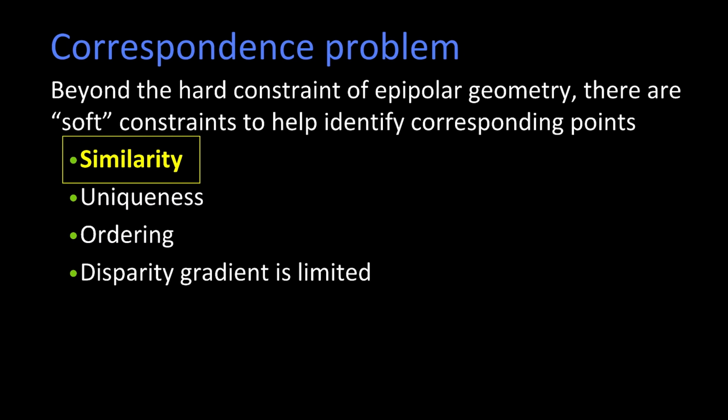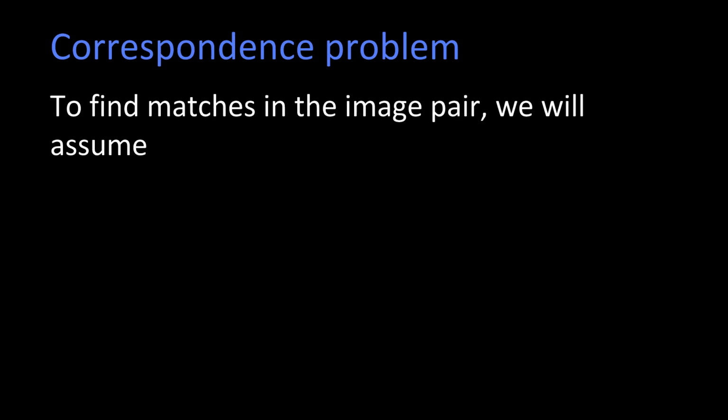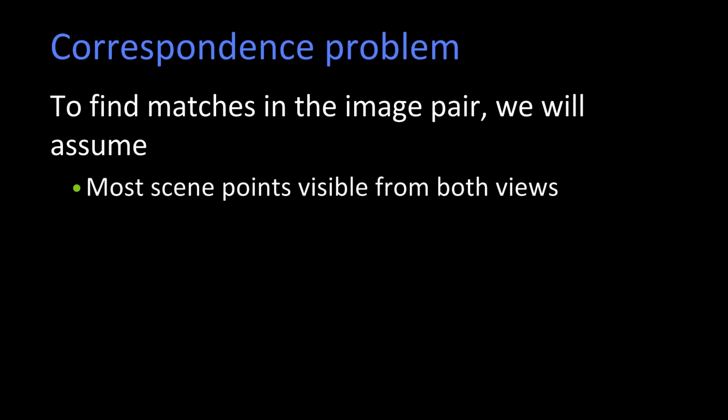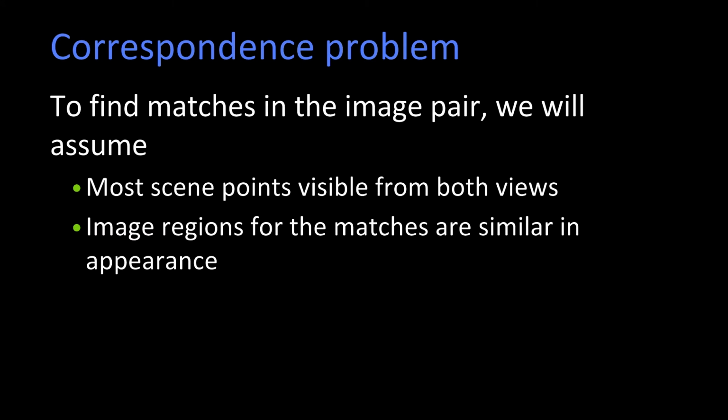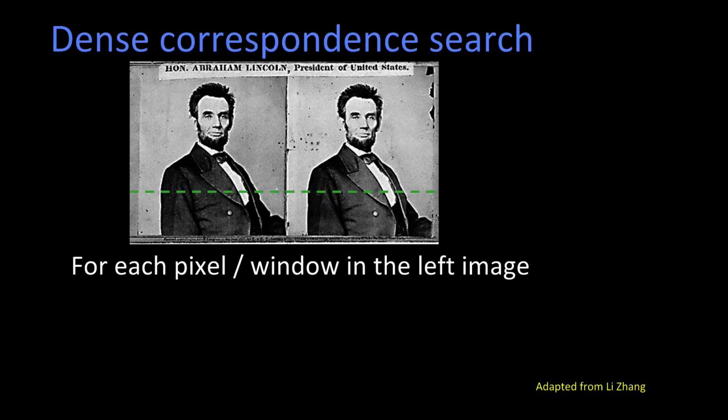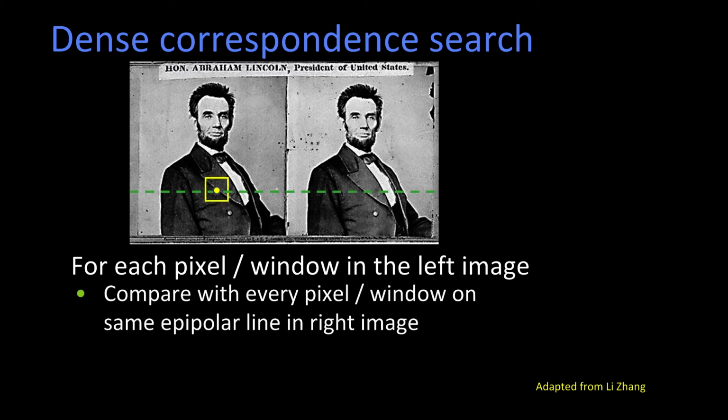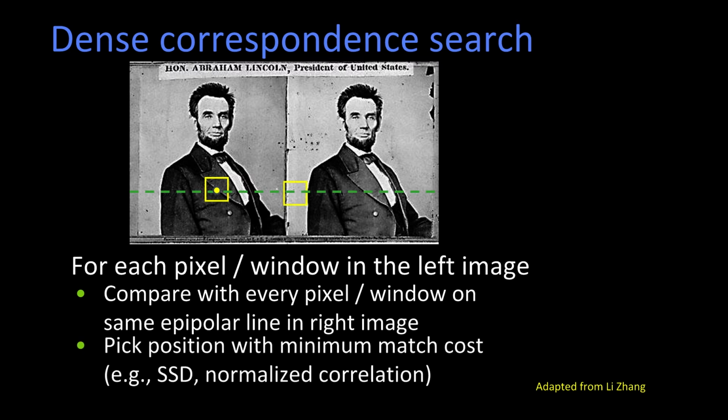Similarity is essentially saying that the image patch from the left should match the image patch from the right. So to find matches in the image pair, we're going to assume, first of all, that most points that are visible in one view are also going to be visible in the other, so we'll go looking for them, and that the image regions for the matches are similar in appearance. So here's how we're going to do the dense correspondence. And dense correspondence meaning we're finding a match everywhere. For every pixel, let's say in the left image, we're going to take a little window around that pixel, we're going to compare it with every pixel/window in the right image. And we're going to just pick the position that is either the most similar or the least dissimilar. And that best match, that's what we're going to assume is our corresponding point.